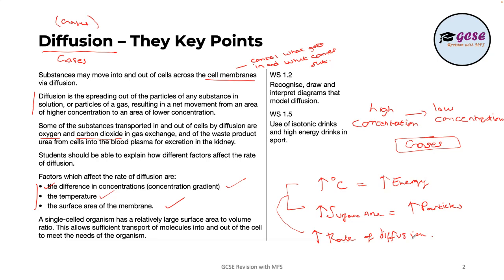Now, a single cell organism has a relatively large surface area to volume ratio. This allows the movement of gases much quicker.